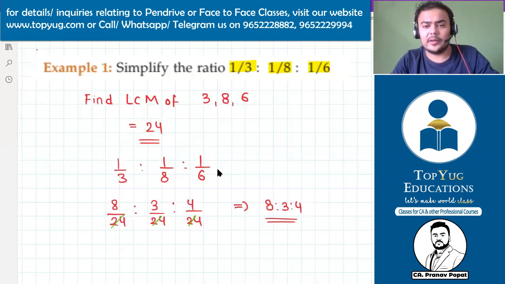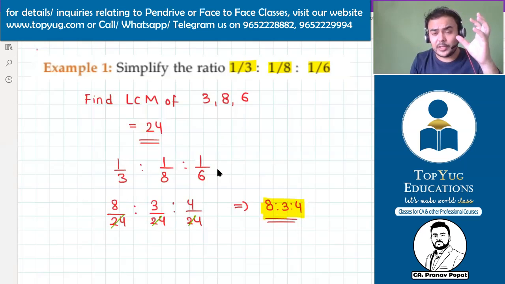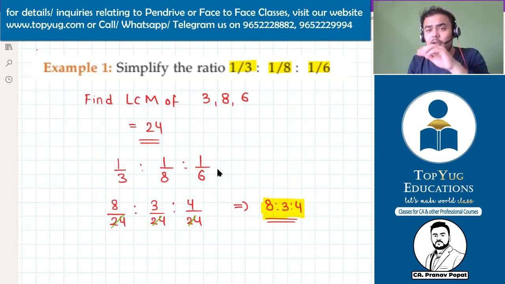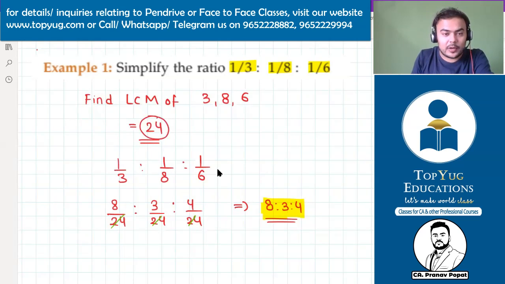So I was repeating for Sahil. Sahil, see, 1 by 3, 1 by 8, 1 by 6. They are not integers. To convert them to a normal ratio, a simple ratio with integers as its terms, what we need to do is find the common denominator between them. Common denominator means a common multiple for all three, and that common multiple is 24.